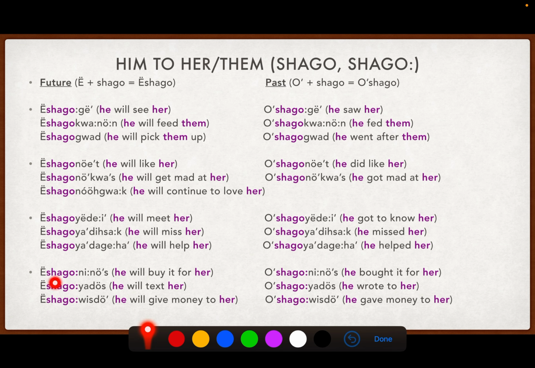So I can do all these. Es-sago-ni nots. Es-sago-yados. Es-sago-wisto. O-sago-ni nots. O-sago-yados. And O-sago-wisto. Alright. So there's that.